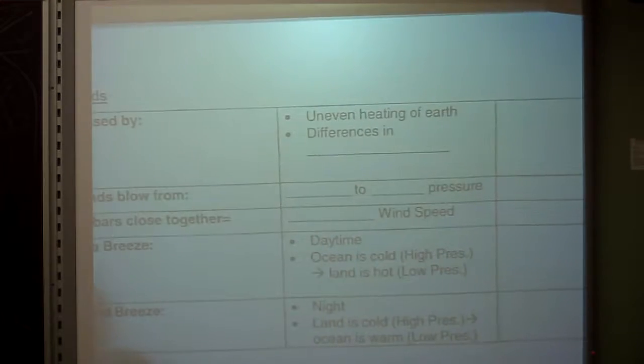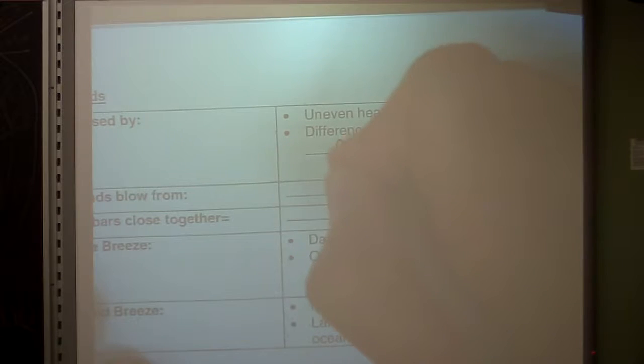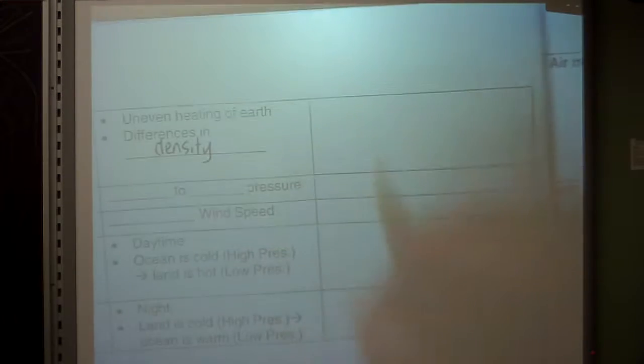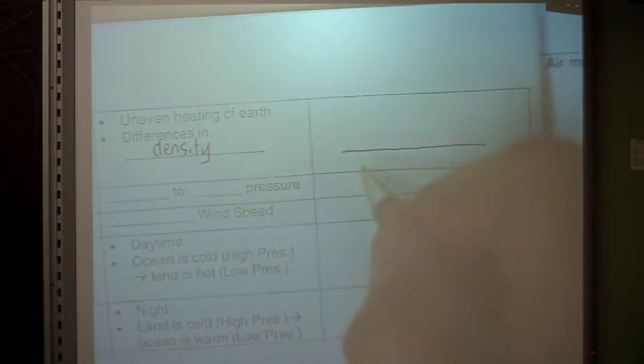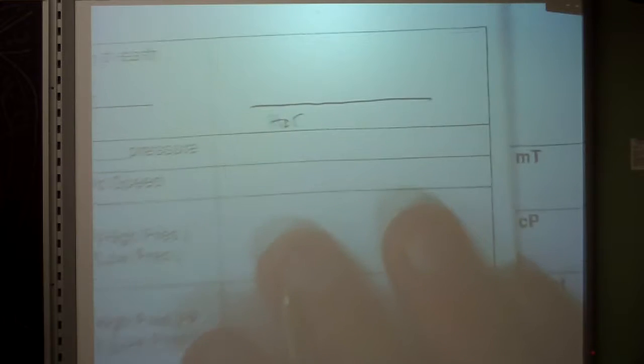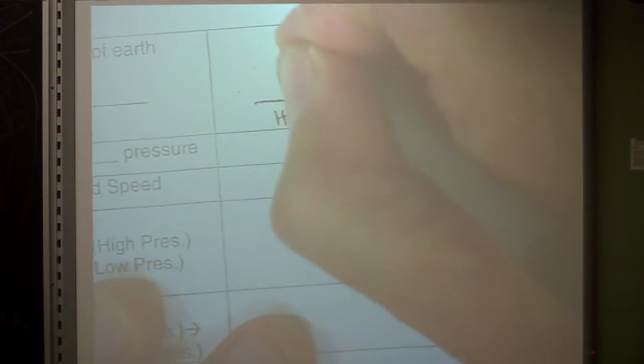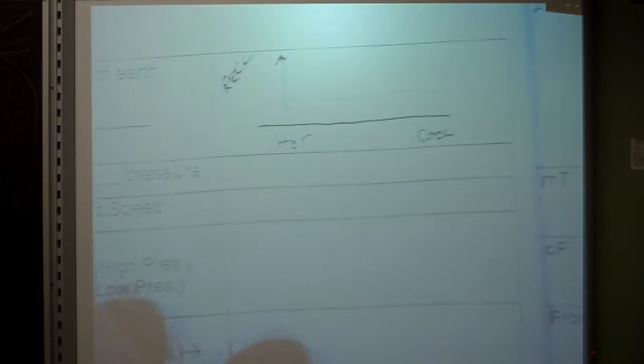Winds are caused by the uneven heating of the earth and the differences in density. And basically winds are part of convection cells. So when we have an area where one part gets hot and the other part remains cool or cold, hot air rises. It does RECC: rises, expands, cools, and condenses.